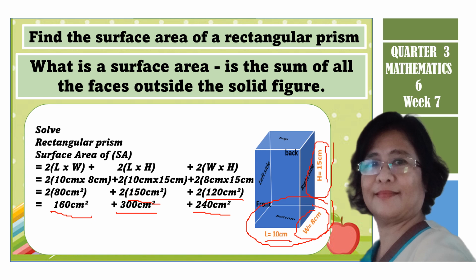So we're going to look for the surface area. The meaning of surface area is the sum of all faces outside the solid figure. So we're going to combine, or add, all of these. The answer is 460 plus 240. The final answer is 700 centimeters squared. See, we use the unit of measurement centimeters squared because we are dealing with 2 dimensions. That's why in our unit, there is always a square.